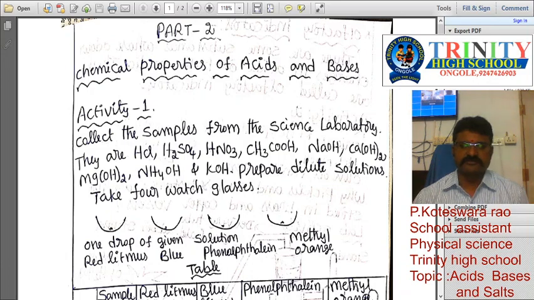In this discussion, we will start with one activity, because our 10th standard topics mainly involve activity-based concepts. What about that activity? What about activity 1? Here, collect the samples from the science laboratory.